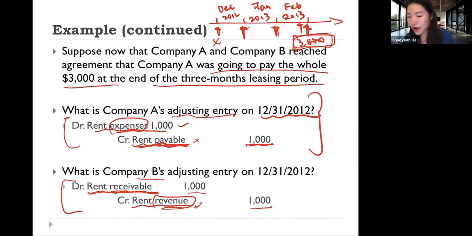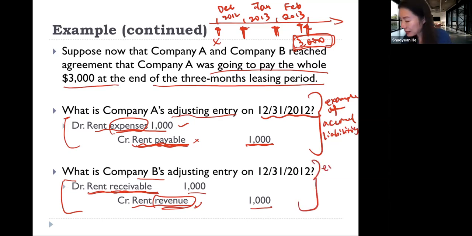And then this journal entry is an example of accrued liabilities. And the journal entry for company B is an example of accrued receivables. Because in both of these situations, the economic event happened first and the cash flow happened at the end. So this is about adjusting entries.